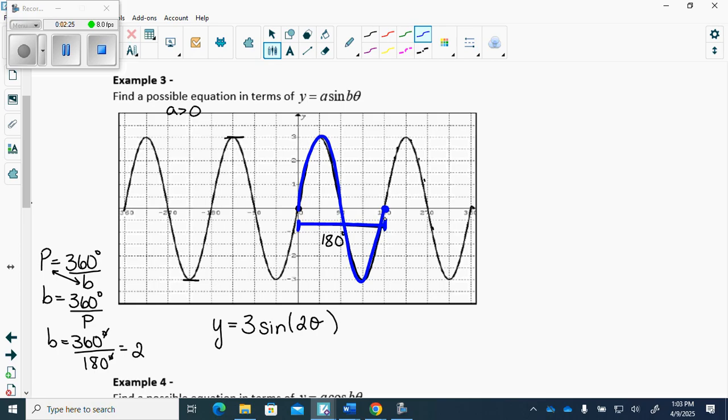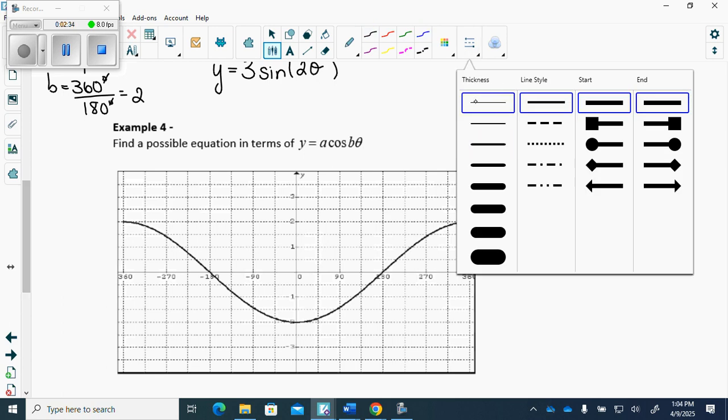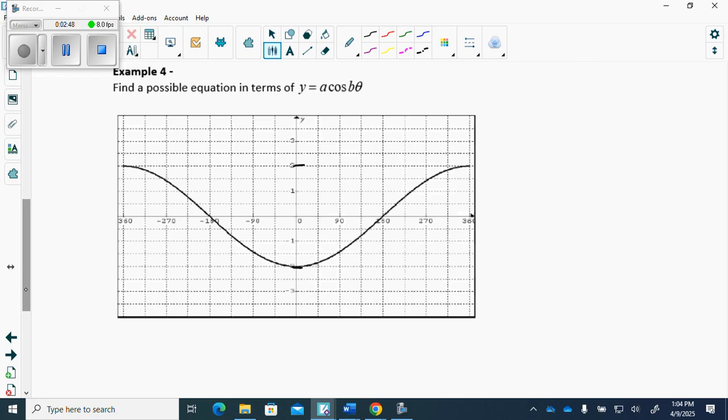All right. What about this one? How do I get my A? Amplitude? Yeah, so min -2, max 2, which is a distance of 4. So I divide by 2 and I get 2. And we're going to say A is greater than 0, which you'll learn about in a second. So we're going to do y equals 2 cos. Then I need to figure this out.